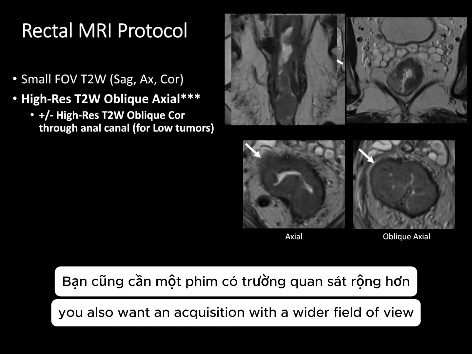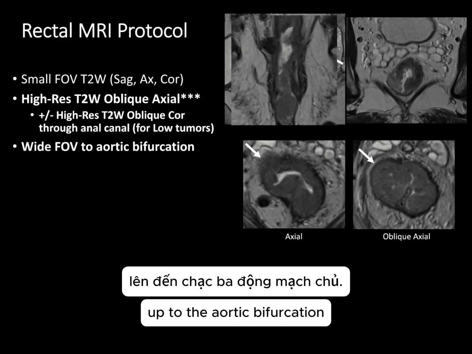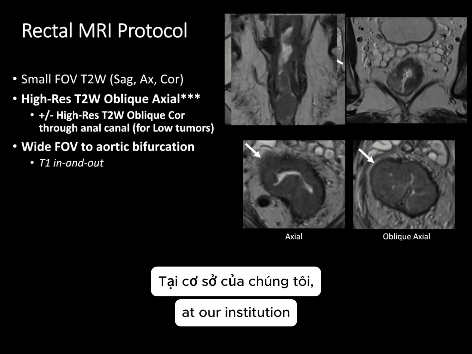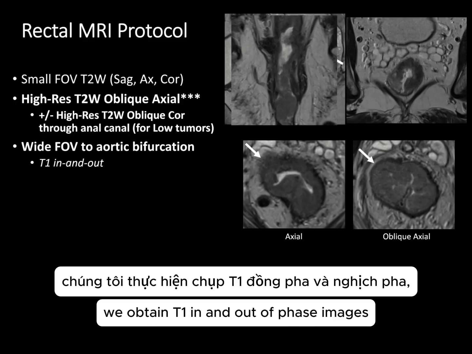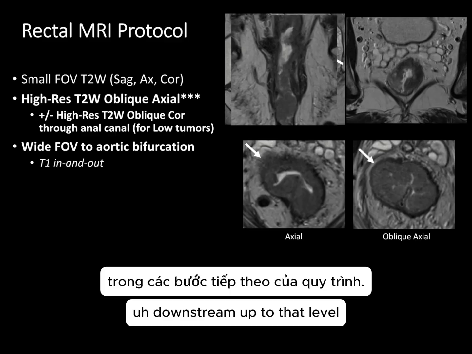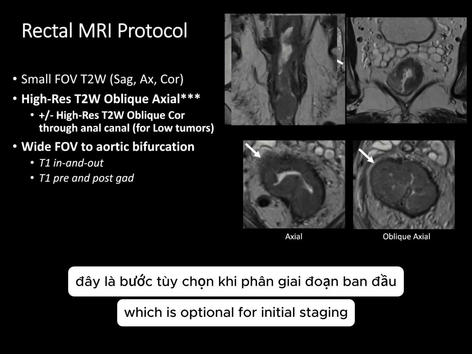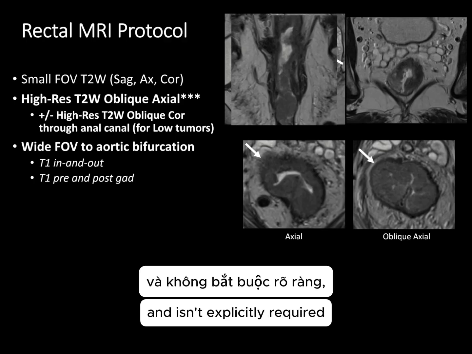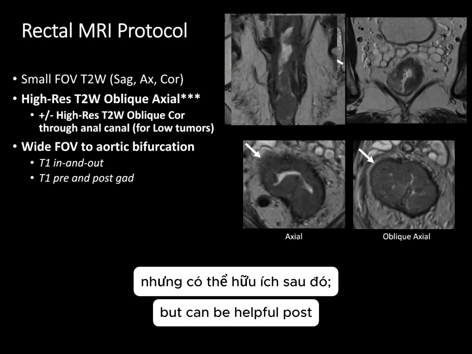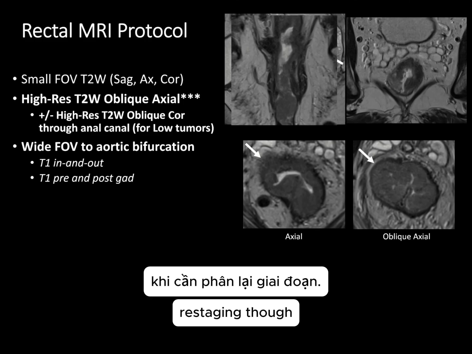As part of the protocol, you also want an acquisition with a wider field of view to be able to see lymph nodes up to the aortic bifurcation. At our institution, we obtain T1 in and out of phase images and have the calculated water and fat only images downstream up to that level. We also perform post-gadolinium images, which is optional for initial staging and isn't explicitly required but can be helpful. Post-gad images are definitely helpful in post-treatment restaging though.